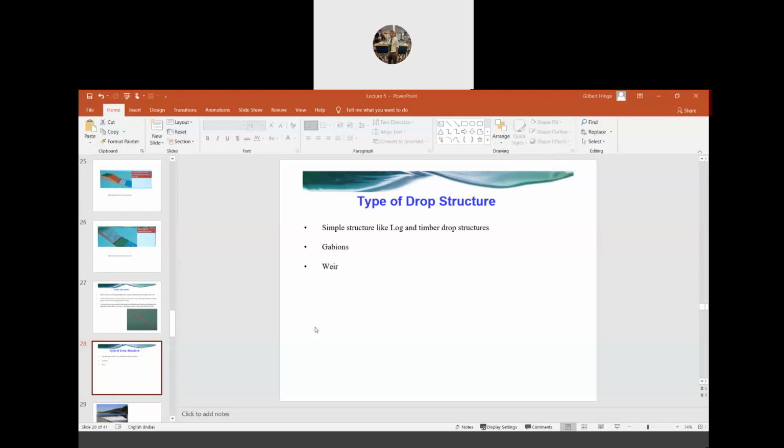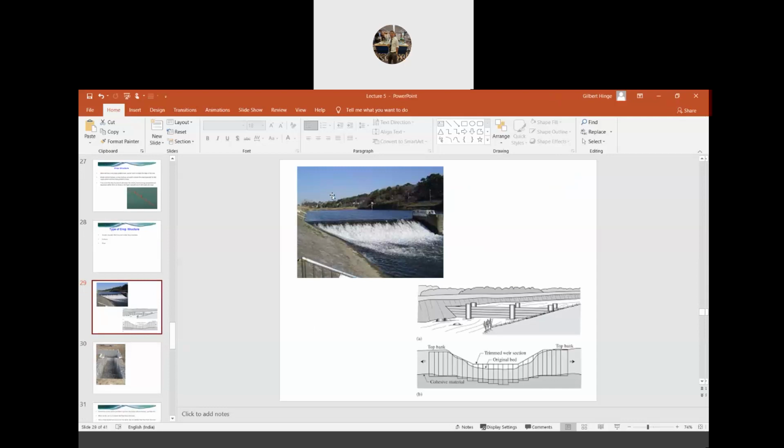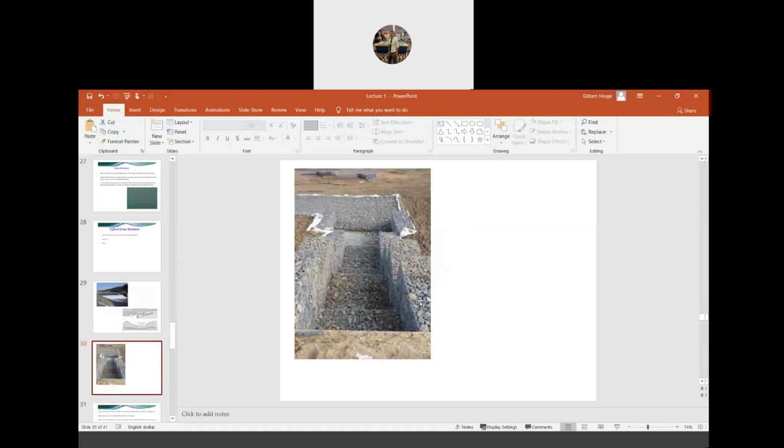Sometimes a very simple structure like timber and all. Sometimes we put weir structures, sometimes gabions. So see here, in this picture, for example, the slope may be very high. So what we do, we put some kind of a weir here in order to reduce the slope of this particular river. Sometimes we put different kinds of structures, sometimes even with stones, held with net. So this is called a gabion structure.